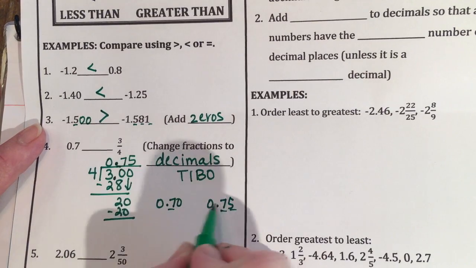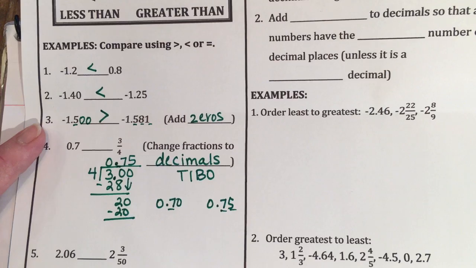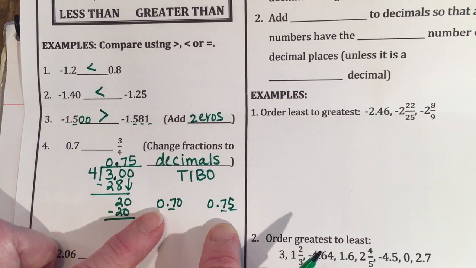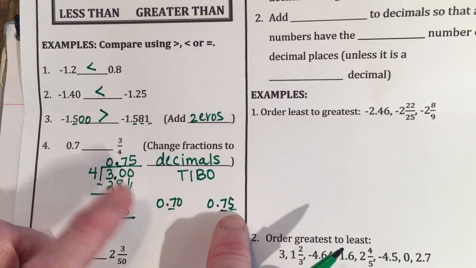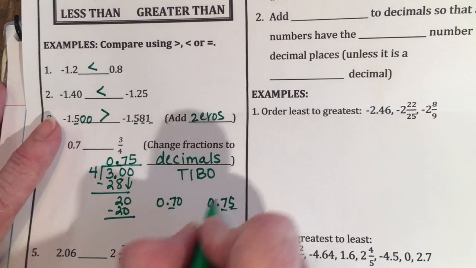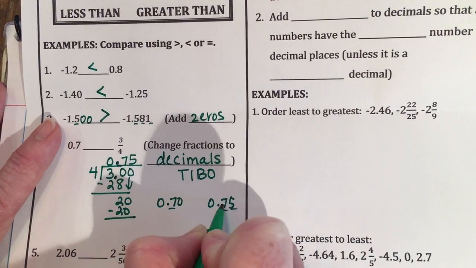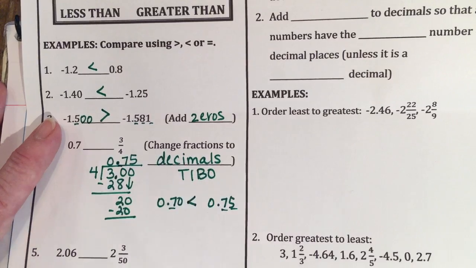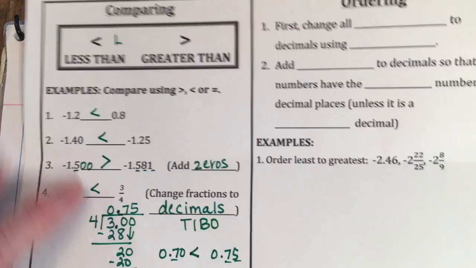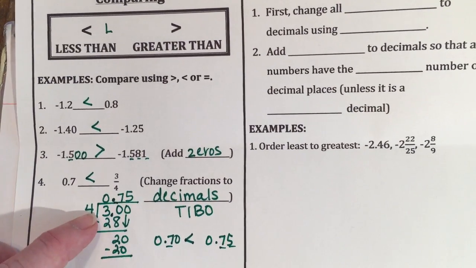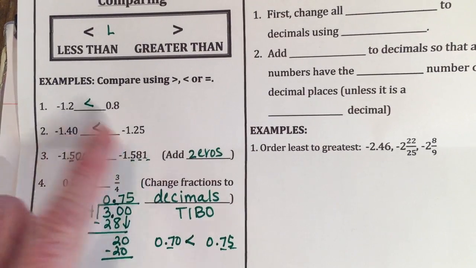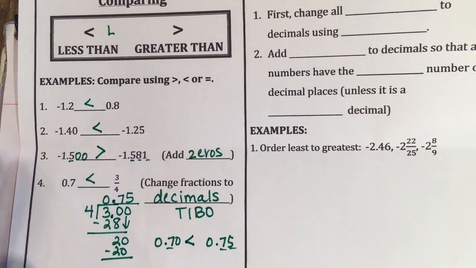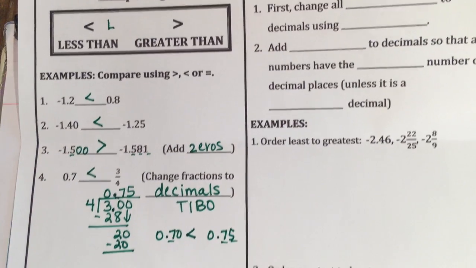All right, these are both positive numbers, so it's a little easier. When I'm comparing positive numbers, which number looks bigger to you? Well, the 0.75, right? So it's the bigger number. So this one is less than this one. So I'm going to use less than here. I'm going to fill in less than up here with the 3/4. Does that make sense? Hopefully it does. With negatives, it's kind of the opposite of what you think. The smaller number is bigger, smaller value.